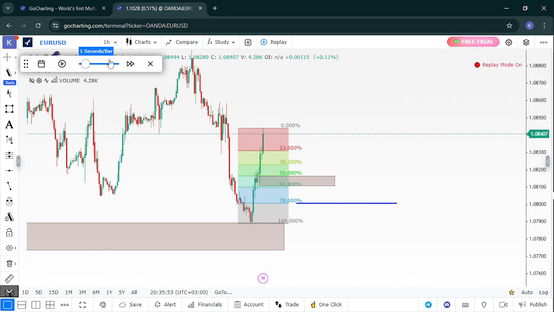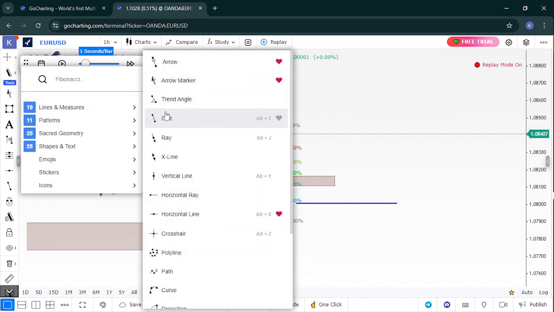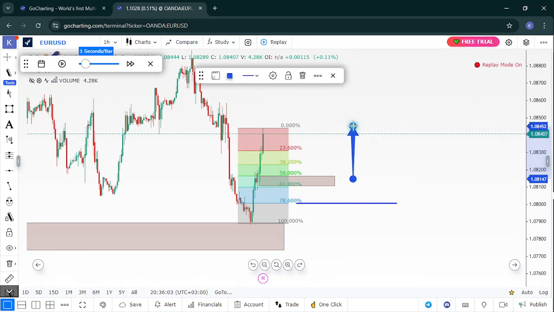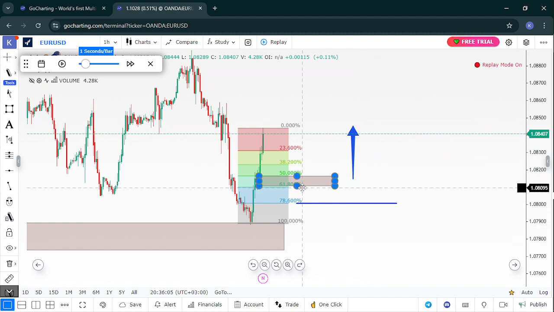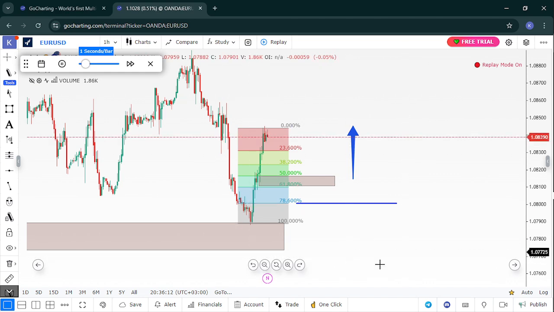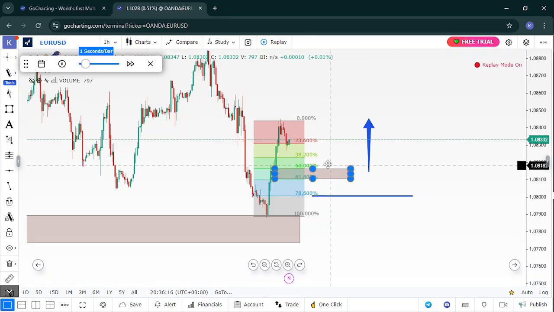So where we have to buy is at this point. Let me show you. This is where the price will go up in between 50 and 61%. Let me play. Let's wait for the price to come back, and we just took a buy at this point.